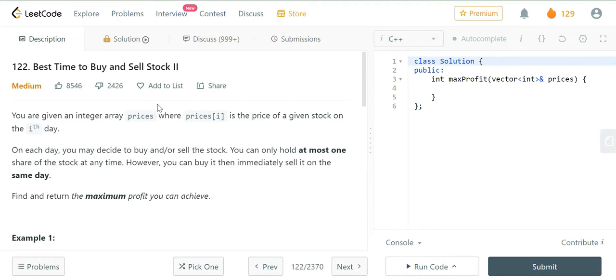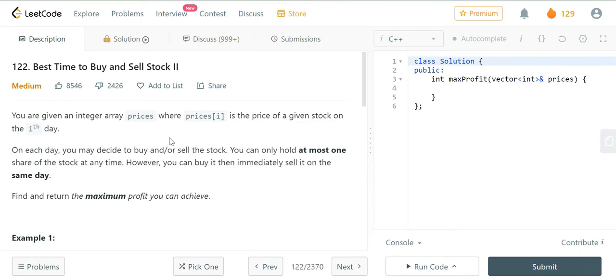So you are given an integer array prices where prices[i] is the price of a given stock on the ith day. On each day you may decide to buy or sell the stock. You can only hold at most one share of the stock at any time. However, you can buy it then immediately sell it on the same day. Find and return the maximum profit you can achieve.